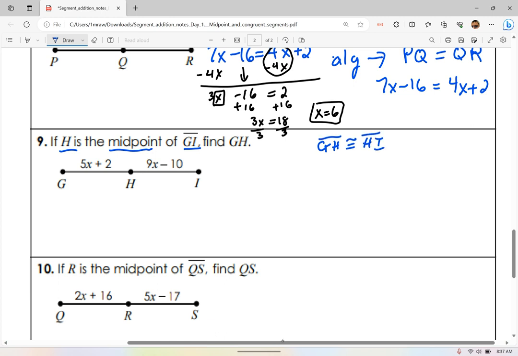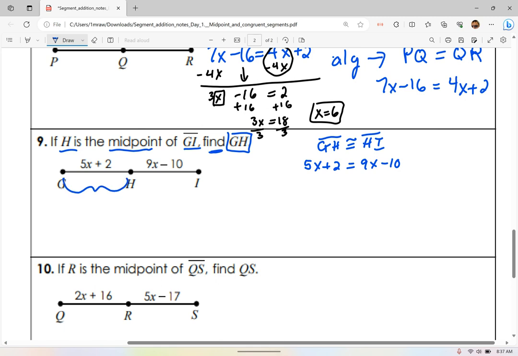Okay, they're congruent, that means they're equal. So that means that 5x plus 2 equals 9x minus 10. These are a little bit different because it says find GH. So we're going to solve for x, right? That's the hidden part. And then we're going to plug it in to find GH, right?